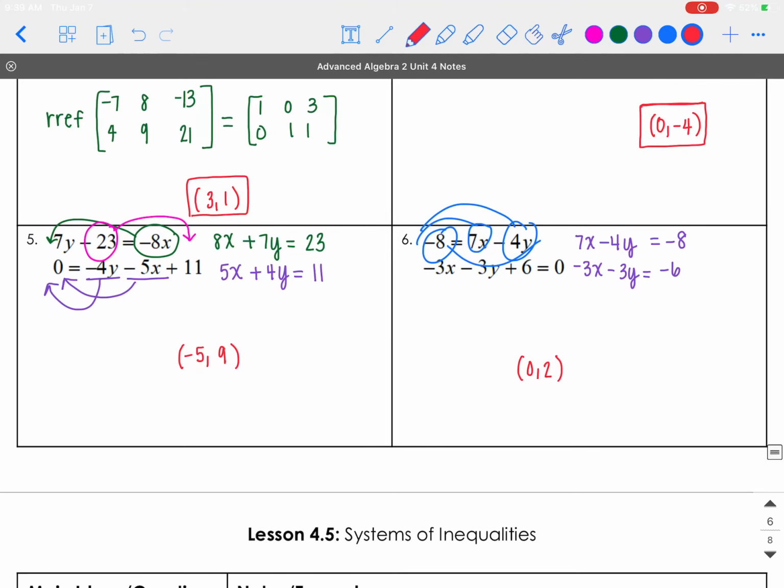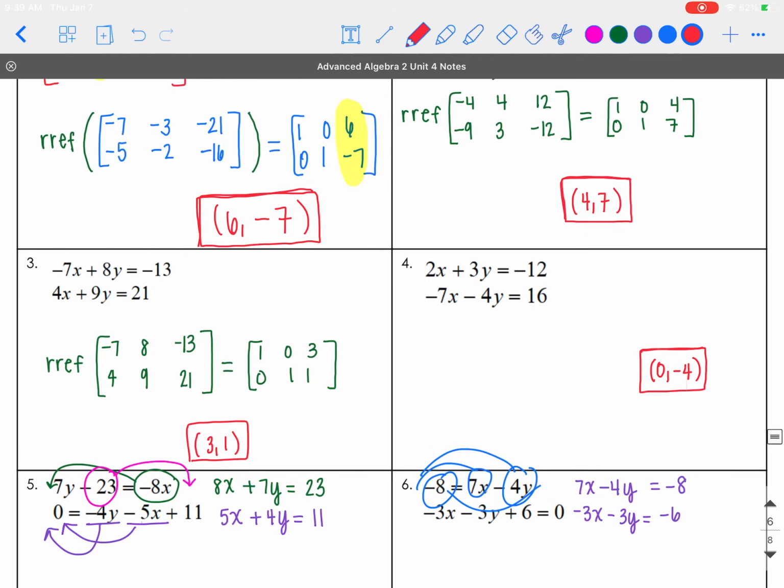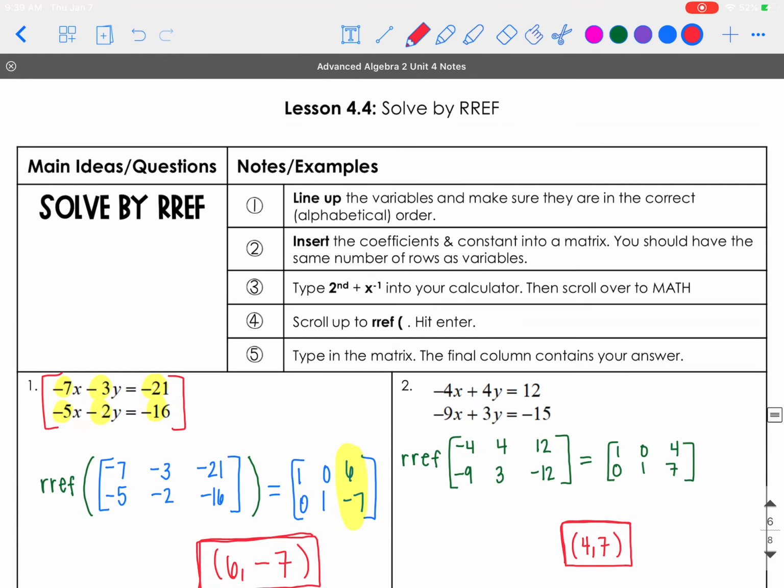I told you this one would be quick, easy. You'd probably be mad about the whole rest of the unit, but I'm glad that you know how to do it by hand and now with the calculator.